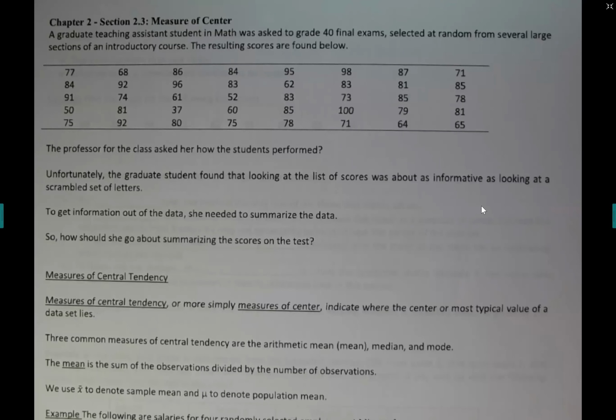So what would be the mode in this example? 84. 84 repeats three times. 82 repeats only 2 times. So the mode is the one that occurs most frequently. Since 84 occurs 3 times, more than the others, it's going to be just 84. But if 84 repeats 3 times and 82 repeats 3 times, then you'll have 2 modes, 84 and 82.